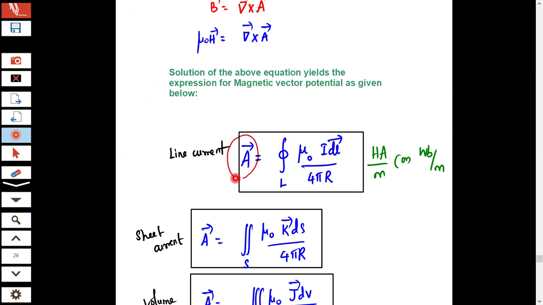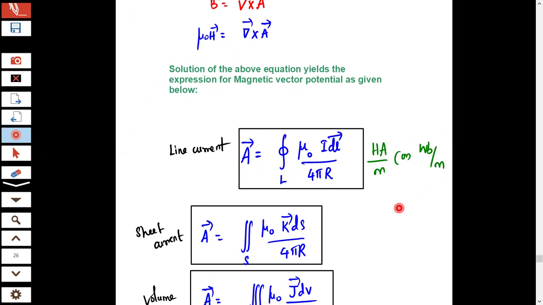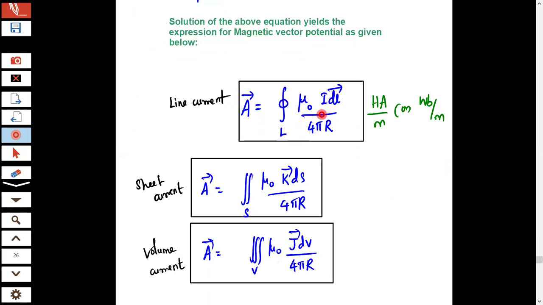Thereby, vector magnetic potential A can be represented as mu naught by 4 pi r, I dl integrated over the closed loop, if I consider a line current producing the magnetic field. And this magnetic vector potential has the unit Henry ampere per meter or Weber per meter. Instead of line current, if we have a surface current, then instead of current element I dl, we can write K dS.